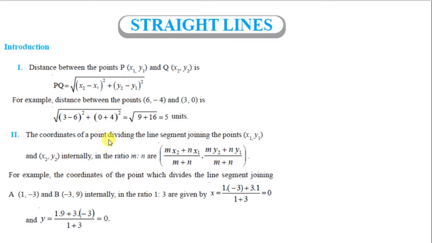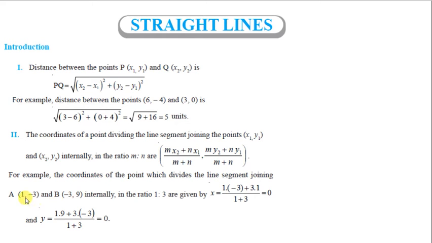Then you have also studied how to find the coordinates of a point which divides the given line segment joining the two points internally in the ratio m:n. The formula for this is (mx2 plus nx1) upon (m plus n), and the y coordinate will be given by (my2 plus ny1) upon (m plus n).